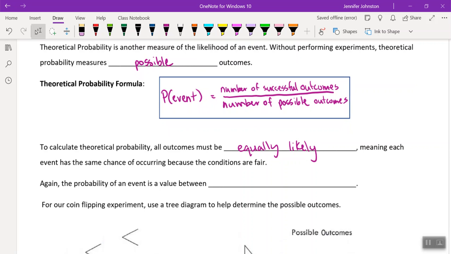Again, the probability of an event is a value between, do you remember what numbers it's in between? It's between 0 and 1. So we're dealing with a lot of decimals and fractions here. It must be a fraction.